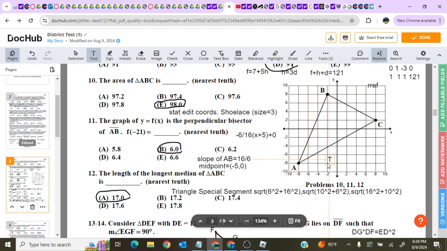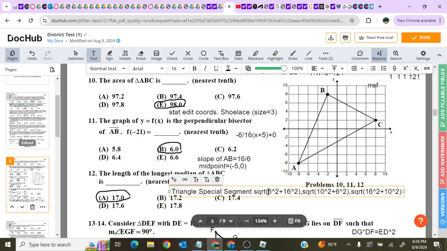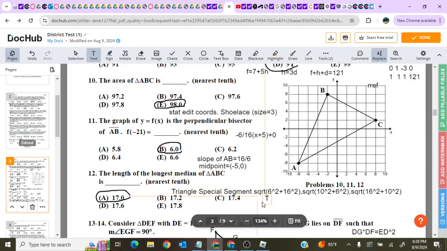Change in x squared plus change in y squared. So for AB, for instance, it would be the square root of 6 squared plus 16 squared, as shown here. Do that for all the sides, and then run the program, and the longest median it should give you should have a length of 17.0.